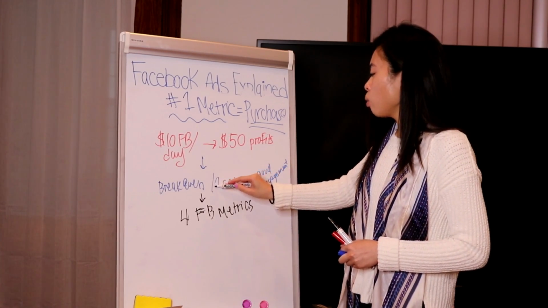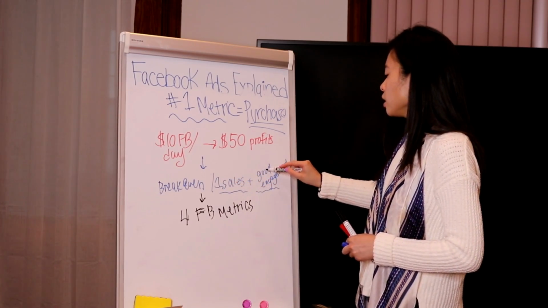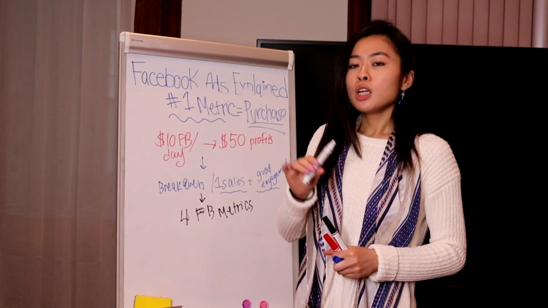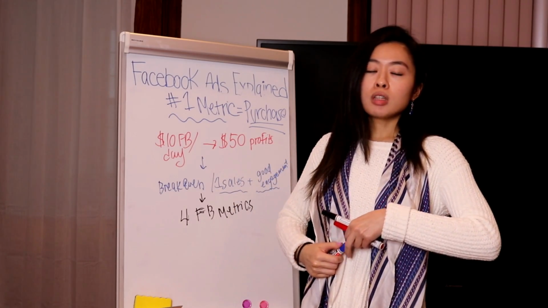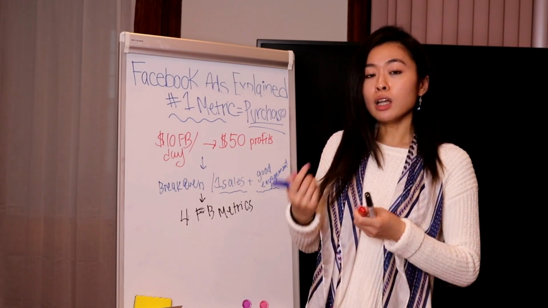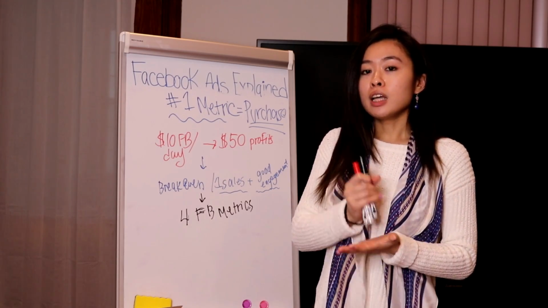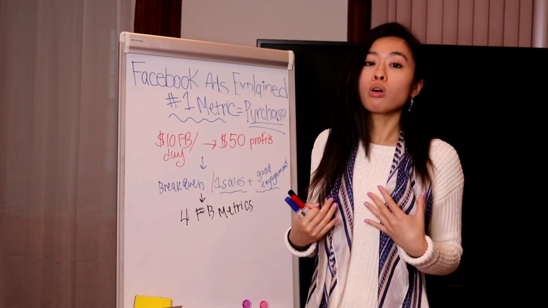Okay. So I got one sale plus I got good engagement. So it makes me wonder: I got one sale and I have good engagement. Maybe that tells me that this audience that I'm targeting likes my product, that maybe it is a good product, but I'm targeting the wrong audience.